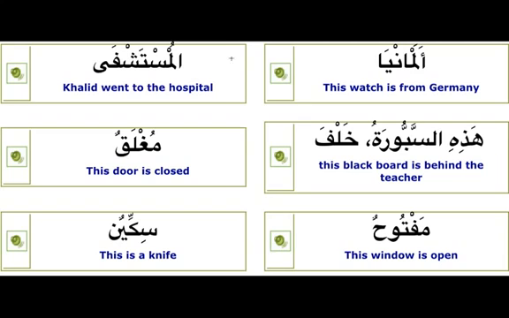Jumlatul Fa'liya, just for you to refresh, and we say door. Door means bab, this door. Hadal babu. So that is mubtada, and badal is the door. Hadal babu mughlaqun, is closed. And sikinun is knife. So here is another tricky one, just to trick you. It's just say this is a knife. So I say hada sikinun. So this is not a badal, this is a full sentence. Just two words. Hada sikinun.